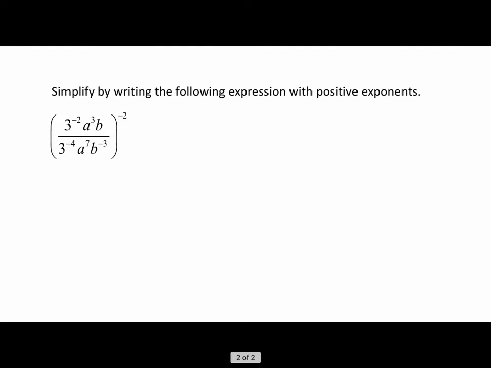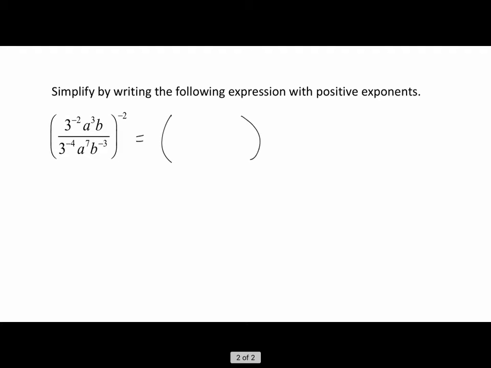So let's use these rules to simplify an expression by writing this with positive exponents only. There are many rules that we're going to need here, and we can start with any of them that we want. I like to start on the inside before I worry about the outside. So let me look in the inside. I've got negative exponents, I've got quotients. Let me just do the quotient rule first.